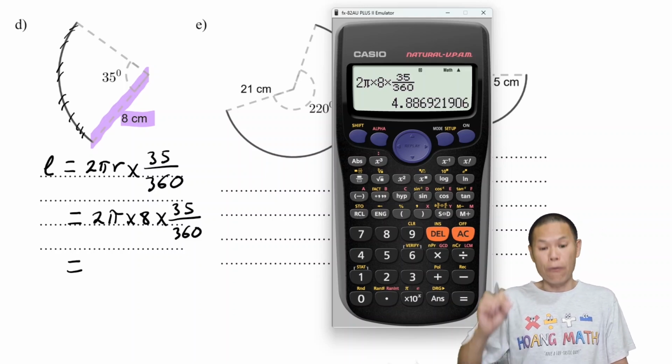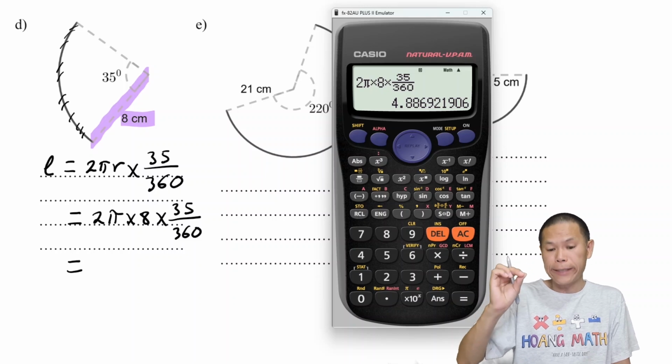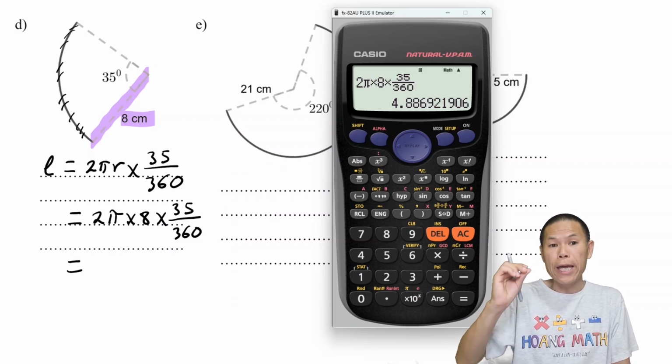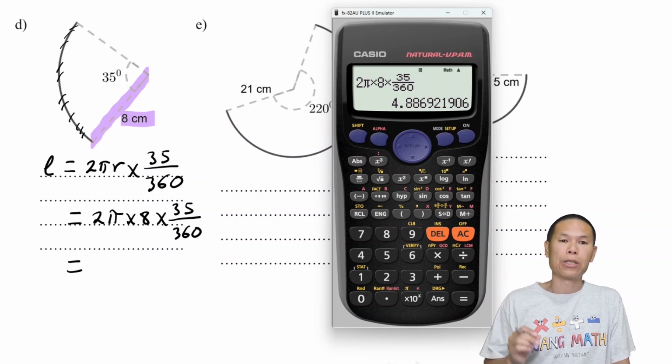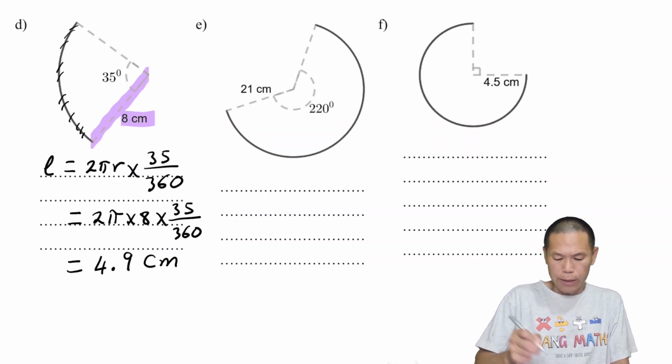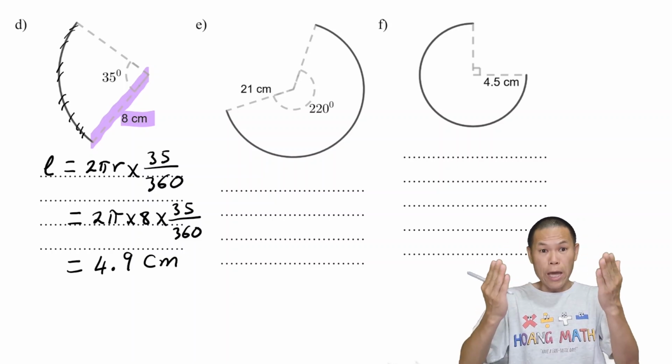So there you go, 4.886 and so on. So the answer is 4.9 centimeters, correct to one decimal place. 4.9 centimeters. There you go.